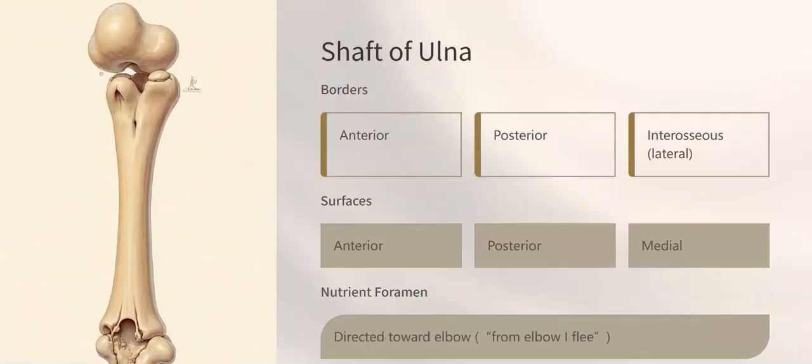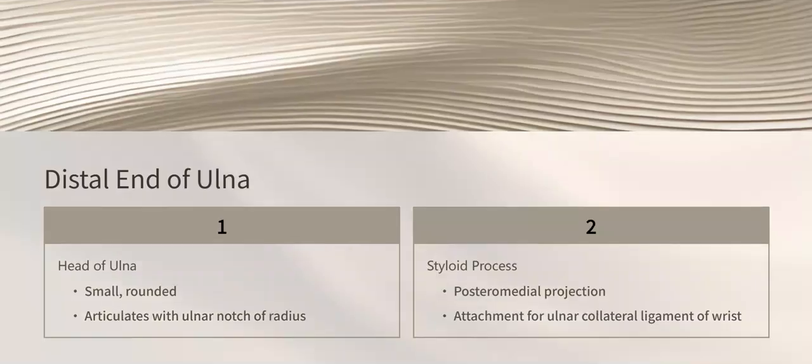B. Shaft of ulna. Borders: anterior, posterior, interosseous. Surfaces: anterior, posterior, medial. Nutrient foramen directed toward elbow. Mnemonic: From elbow I flee. C. Distal end. 1. Head of ulna, articulates with radius. 2. Styloid process, attachment for wrist ligament.